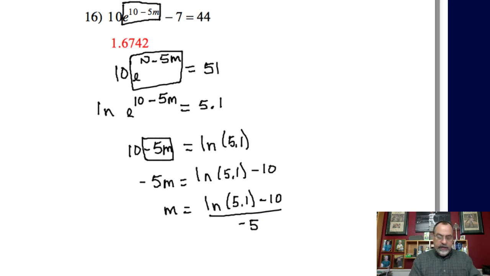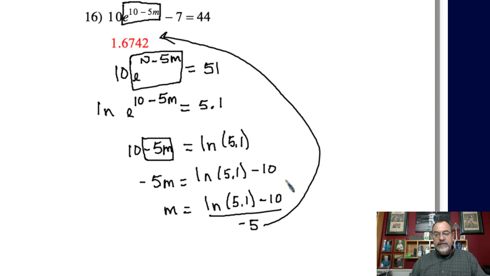So let's calculate that. Natural log of 5.1, enter. I'm going to subtract 10 from that, enter. And I'm going to divide that by negative 5, enter. And that's going to be a positive 1.6742. So that's my exact answer and my decimal answer.